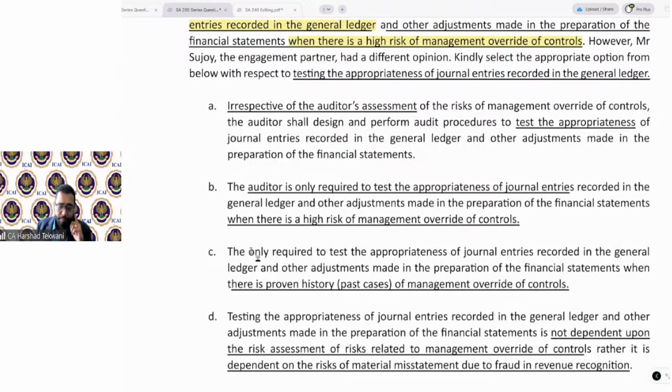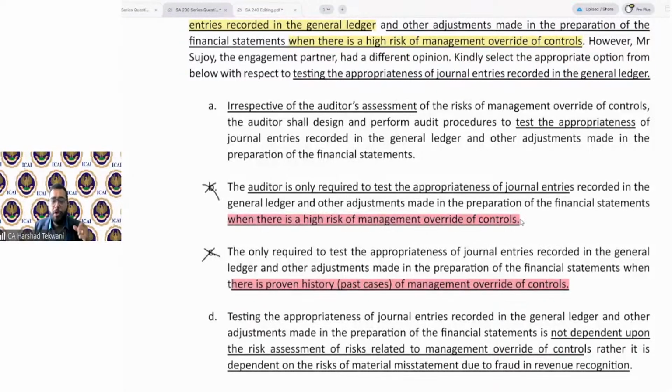So options B and C talk about when there is a proven history or when there is a high risk. That is incorrect. I should test by default, irrespective of the auditor's assessment.